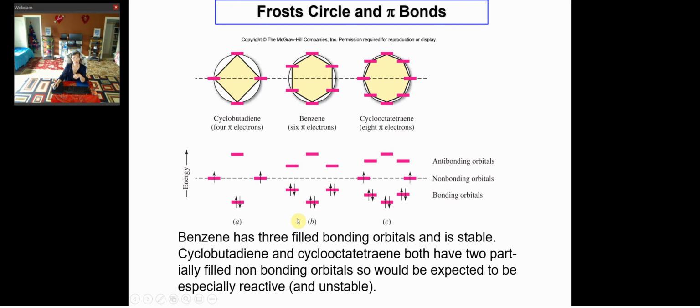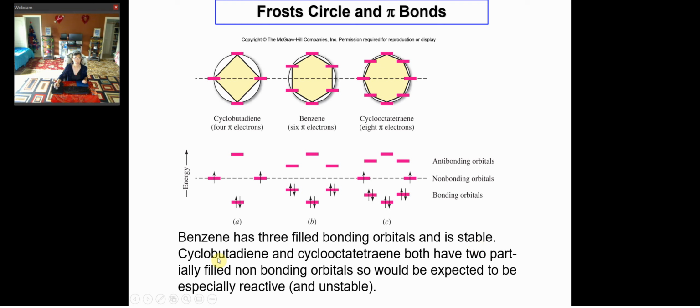So what we found is that the benzene molecule is much more stable compared with the other ones. Again, to emphasize, benzene has 3 filled bonding orbitals. Its 6 pi electrons are all filled in the bonding orbitals as paired electrons. Therefore, benzene is stabilized.